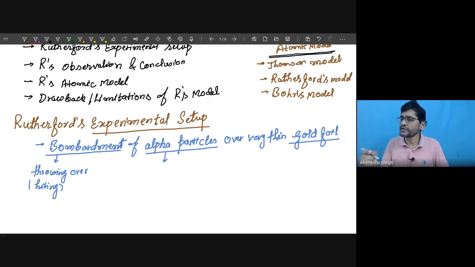An alpha particle is a 2-unit positively charged helium nucleus. Students, we have learned helium is one of the elements. If you take one atom of helium and remove the 2 electrons from it, it becomes positively charged. Helium can lose its 2 electrons because helium has 2 electrons. So on losing its 2 electrons, it becomes 2-unit positively charged. This helium with 2-unit positive charge is called an alpha particle.